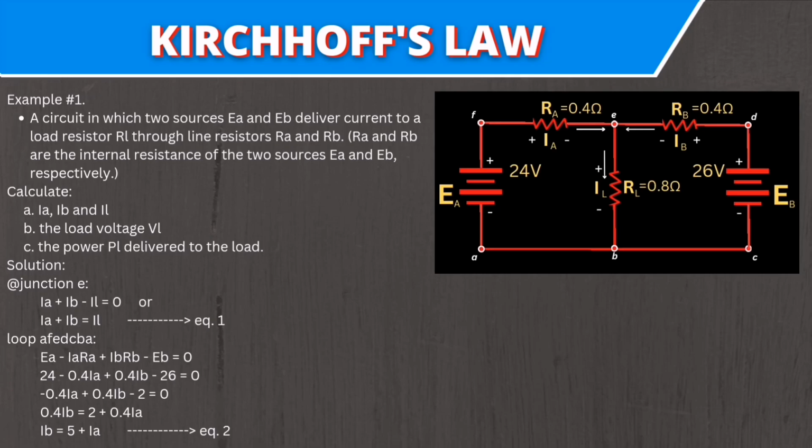Next is the loop AFEBA. We have E sub a minus I sub a times R sub a minus I sub L times R sub L equal to 0.